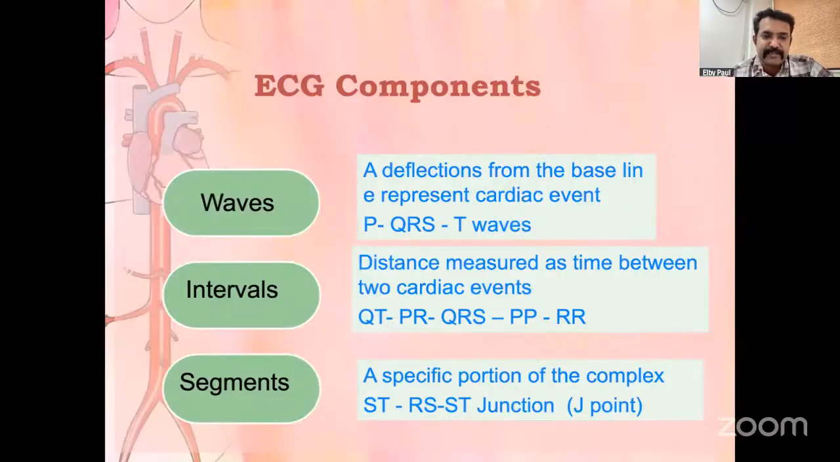There are some intervals we can see in the ECG. One is the QT interval, one is the PR interval, one is the QRS, one is PP, and one is the RR interval. There are some segments also: the ST segment, the RS and ST junctions, and J points are the segments in the ECG. The important ones are the PR interval and the RR interval.